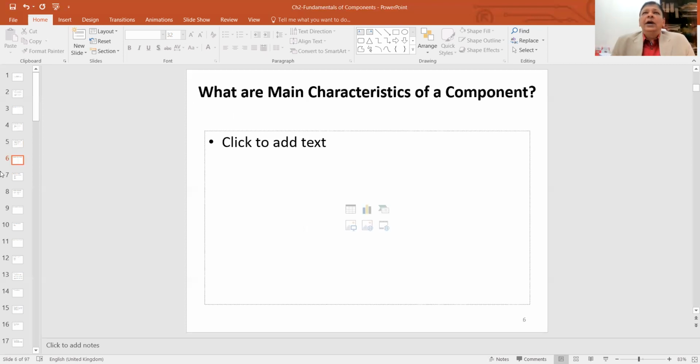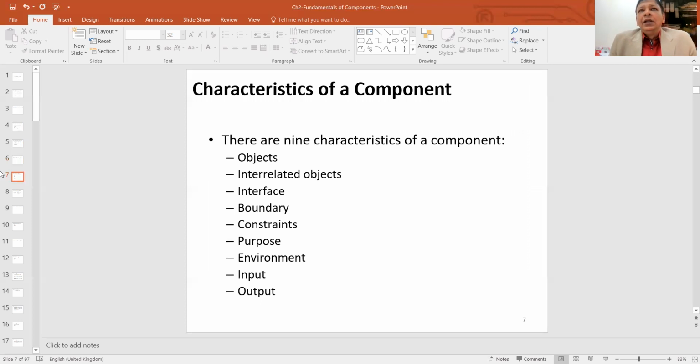Then what are the main characteristics of a component? Characteristics mean the behaviors of the component. So the attributes are necessary, they are always there. Behaviors may vary from component to component. We also call them characteristics. There are 9 characteristics of a component.